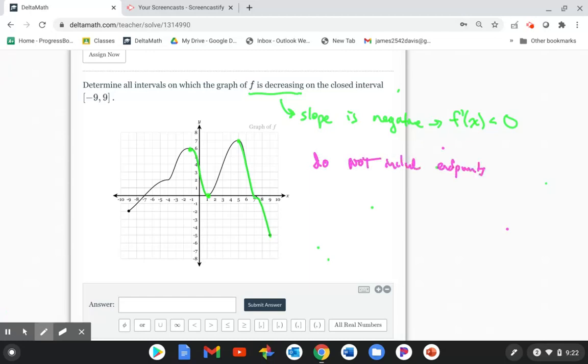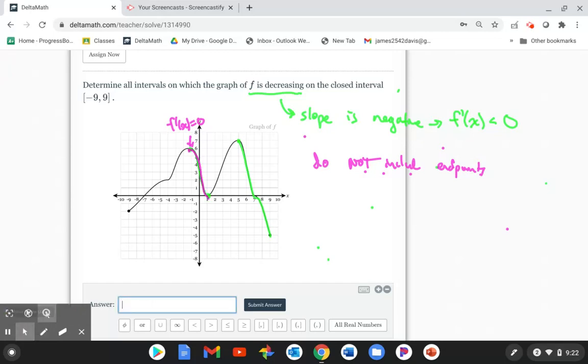Because at these endpoints right here, the function isn't decreasing. The slope of the function there, f prime of x, is actually 0 at that point. And that's going to be something we're going to call a critical value, a critical point, coming up. So it's actually 0 at that point. So it would be decreasing right after that point.